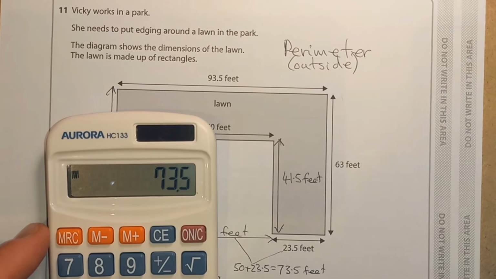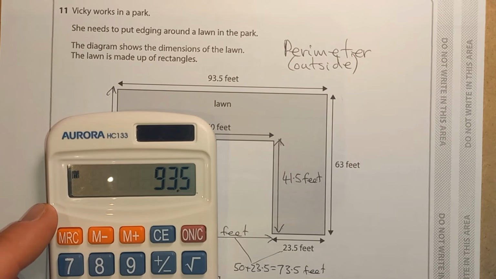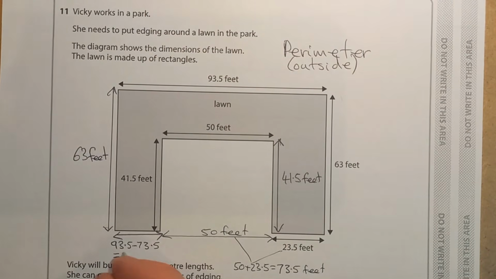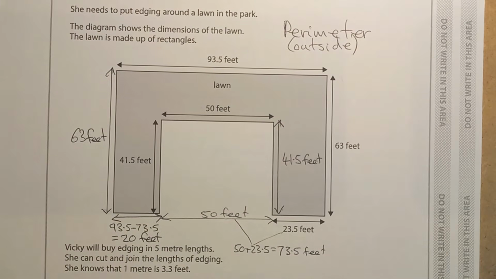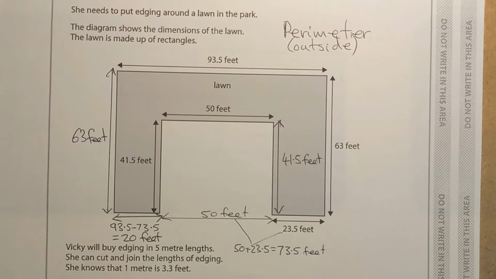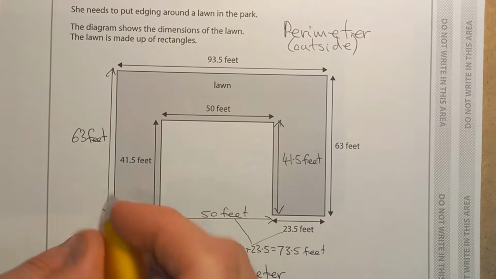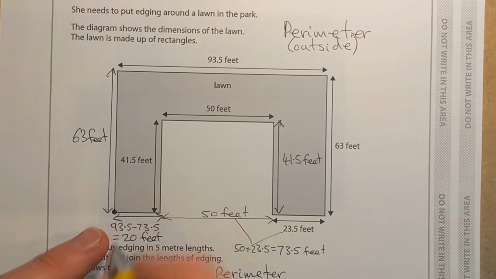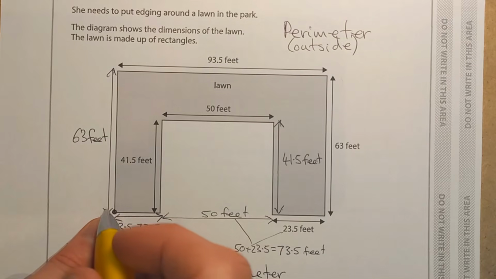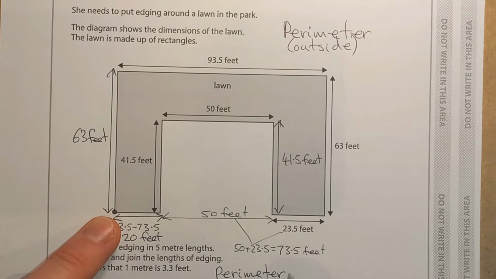So I can put that in the calculator, so 93.5 minus the 73.5, so this is 20 feet here. Right, so now we can start adding everything up. So the perimeter is going to be, well, it's always good to mark somewhere so you know where you're starting so that you don't forget. So I'll write them all out so we don't miss any.